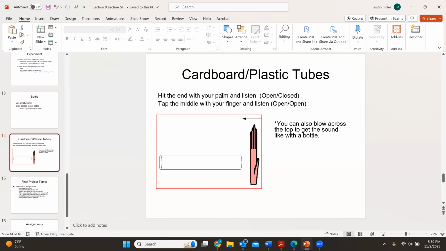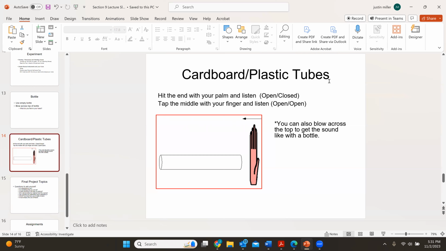You can take yourself a cardboard or plastic tube, like an empty paper towel roll. You've got a little cylindrical cardboard tube. What you can do is cup your hand and strike the end of it, and you will get this resonance that travels through it. You'll get this little boop, boop, boop.